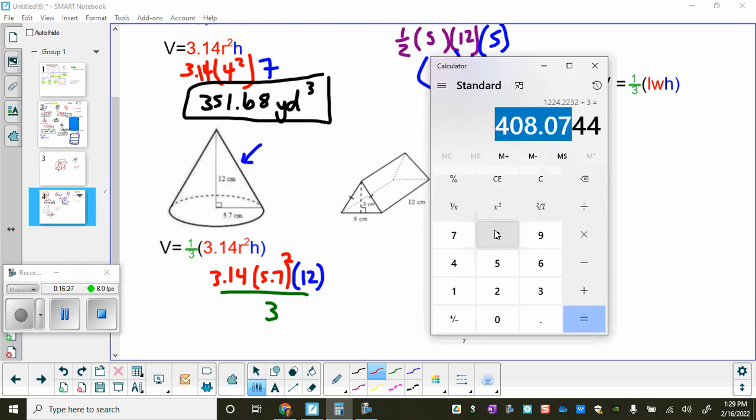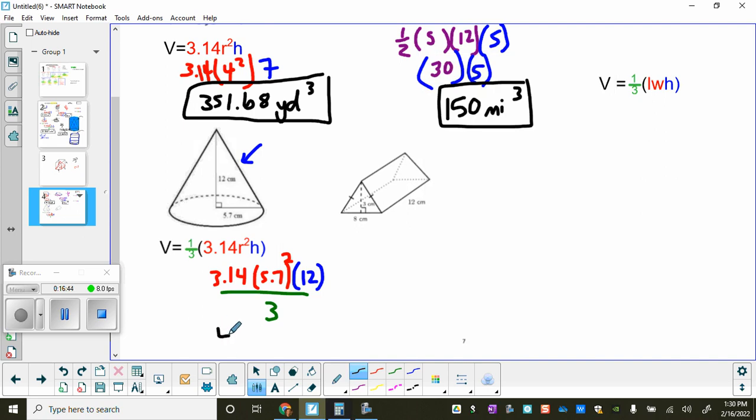And we'll let this be 408.07. And we can round that to the nearest tenth. I'll just review how to round to the nearest tenth real quick. Since this is a 7, I'm going to bump that up. So it'd be 408.1. And we have centimeters, so cubic centimeters.